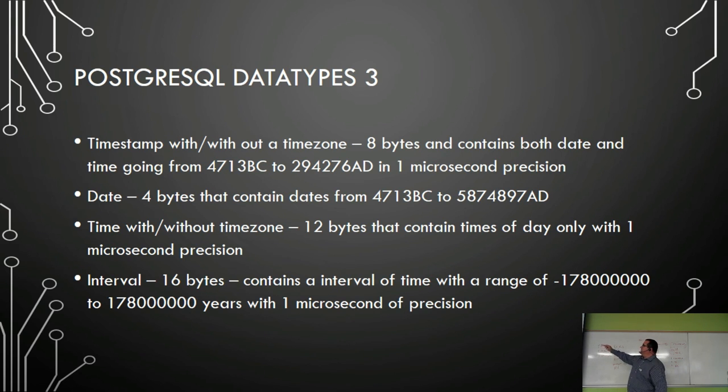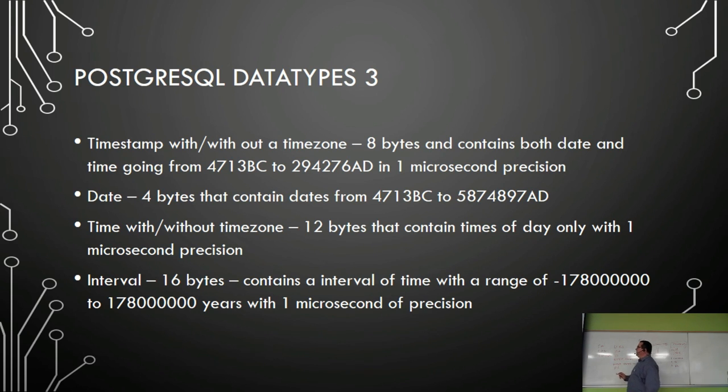Same thing with dates. It's 4 bytes if you just store the date. Same bottom limit, 4,713 BC to the year 5.8 million years in the future. It's absurd. Time. It's a 12 byte type that contains times of day with 1 microsecond of precision. So basically, take a date time, cut off the date, that's your time.